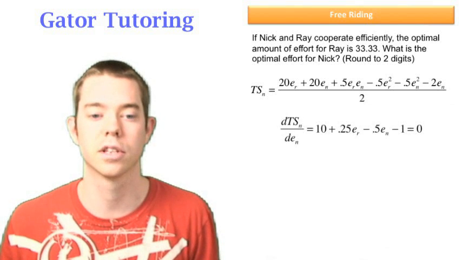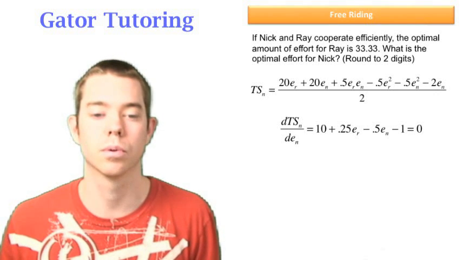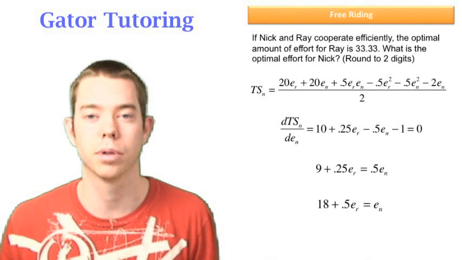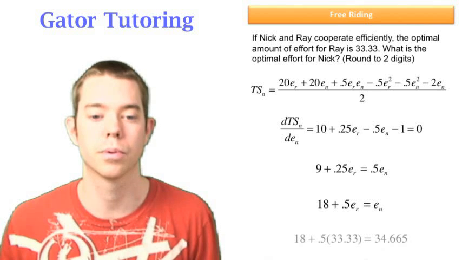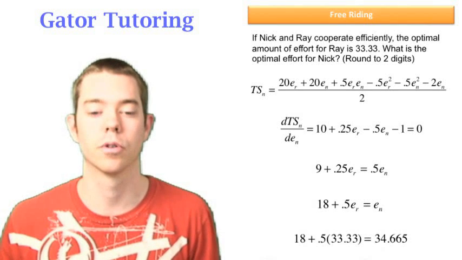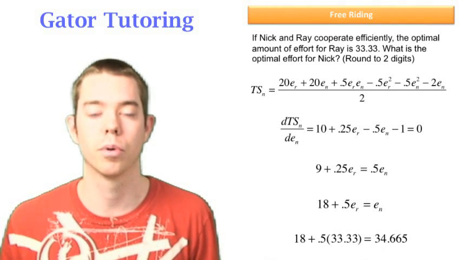So we need to take the derivative of this with respect to EN, set it equal to 0. We solve for Nick's new reaction function to be 18 plus 0.5 ER equals EN. And now we can plug in 33.33 and solve this one for EN being equal to 34.665.